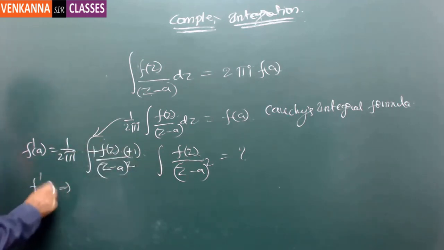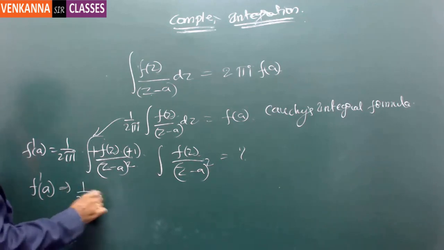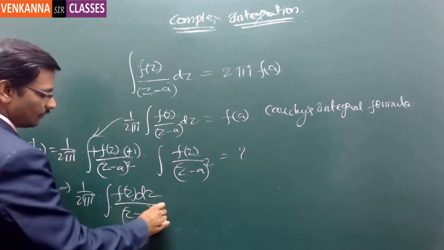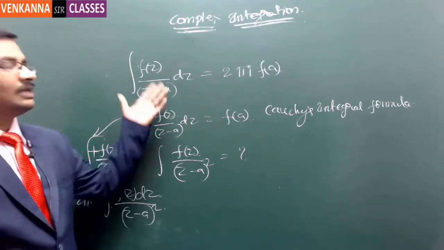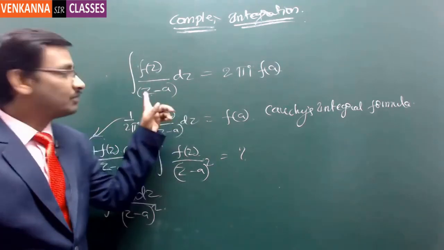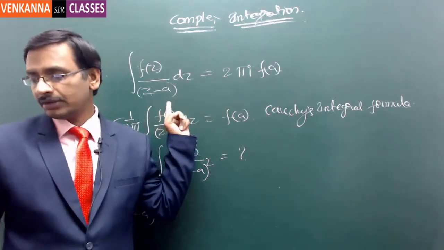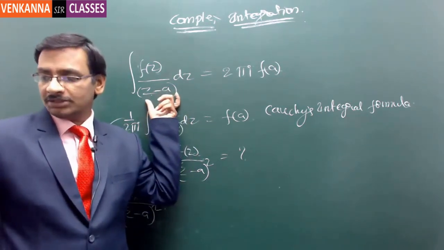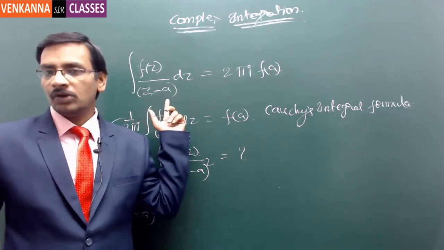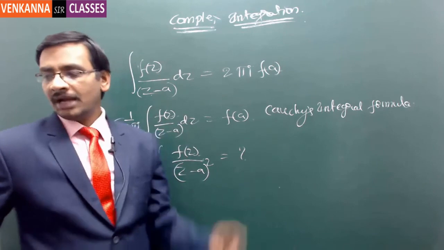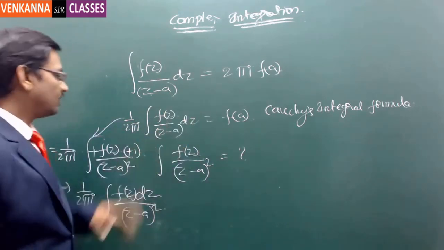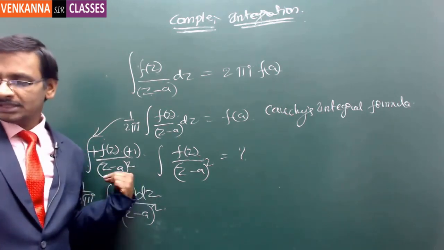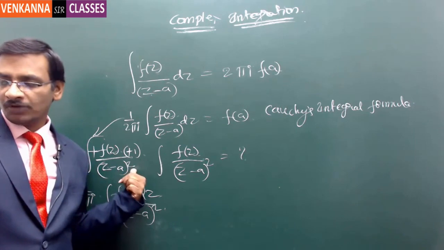Finally, f dash of a is equal to 1 by 2 pi i times the integral of f of z dz divided by z minus a whole square. Now you can notice, if f of z is analytic, z equal to a is a singular point, and this is a simple pole. Whatever makes the denominator 0, that's what we call a singular point, or sometimes a pole. And this is a simple pole. This is a complex pole. Complex means the order is more than 1. Still the pole is at z equal to a, but it is more powerful than this.